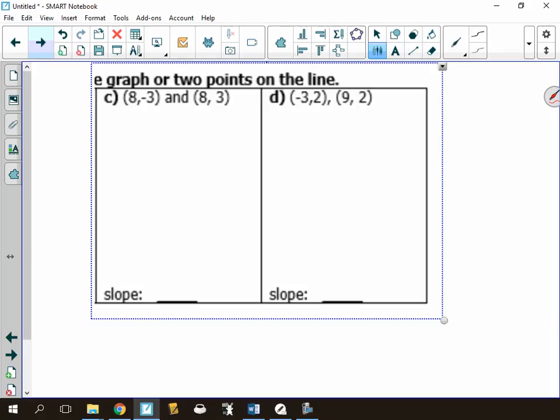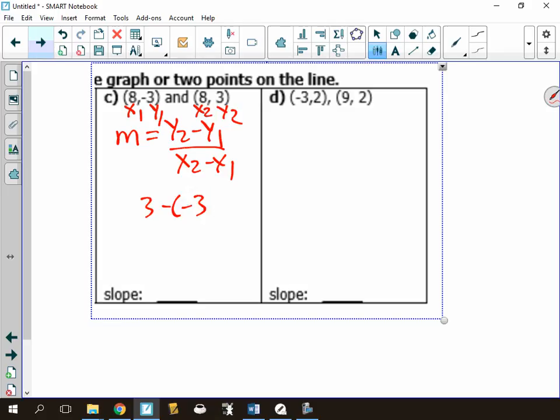On these, what they want you to do is do the m equals y2 minus y1 over x2 minus x1. So this is x1, y1, x2, y2. And I'll get 3 minus -3 over 8 minus 8, which is -6 over 0. You do not divide by 0 in math class. That slope is undefined.